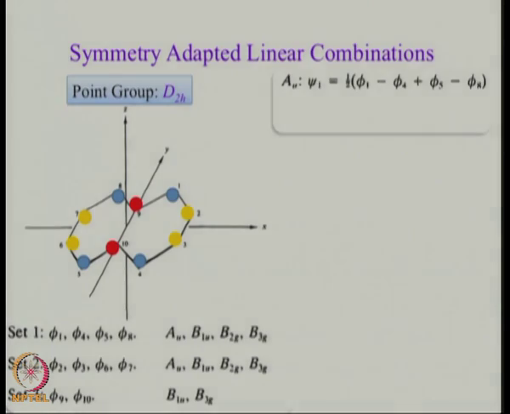Now, let us try the next one then. What is the next symmetry? B1U, right? Can you do it for me? Projection operator of B1U operating on phi 1, what do I get? The characters this time are 1, 1, minus 1, minus 1, minus 1, minus 1, 1, 1.